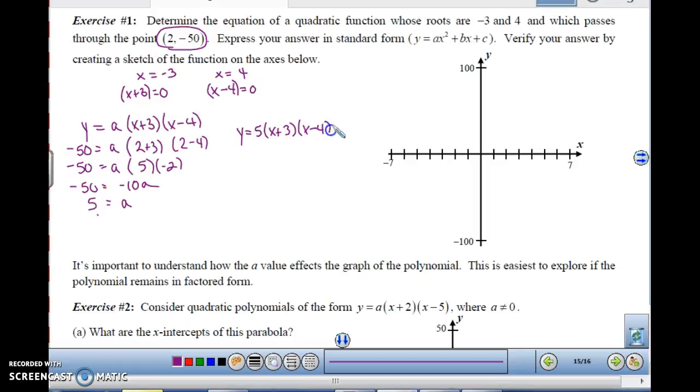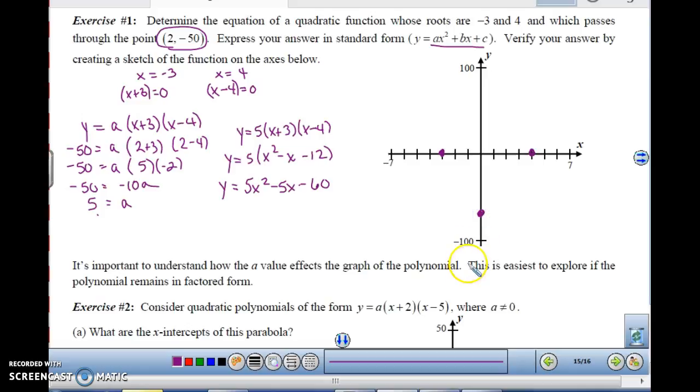There's factored form. But we want it to look like standard form, so all we have to do is multiply it out. I'm going to FOIL these two. (x plus 3) times (x minus 4) is x squared, minus 4x plus 3x is minus x, and 3 times -4 is -12. Then multiply through by 5: 5x squared minus 5x minus 60. Okay, so I want to be able to graph this parabola. We know the zeros are going to be at -3 and +4. According to this equation, what should be my y-intercept? The y-intercept should be -60, so that'd be about there.